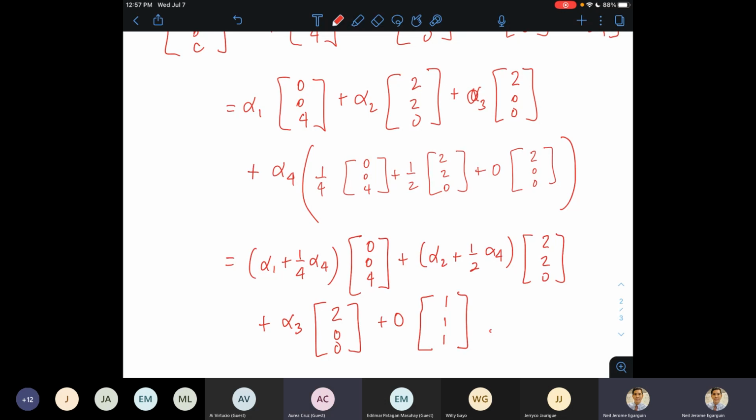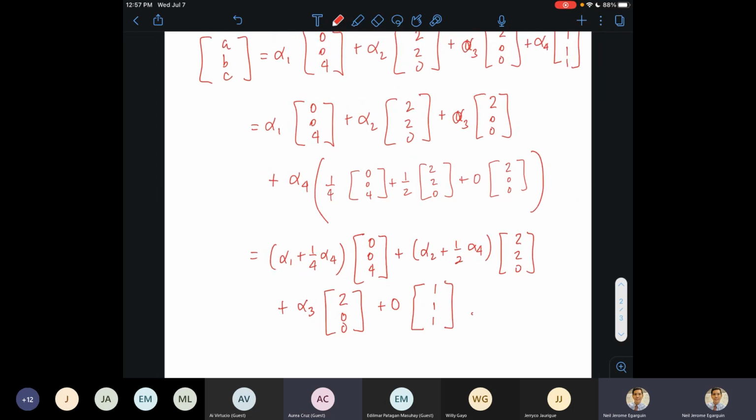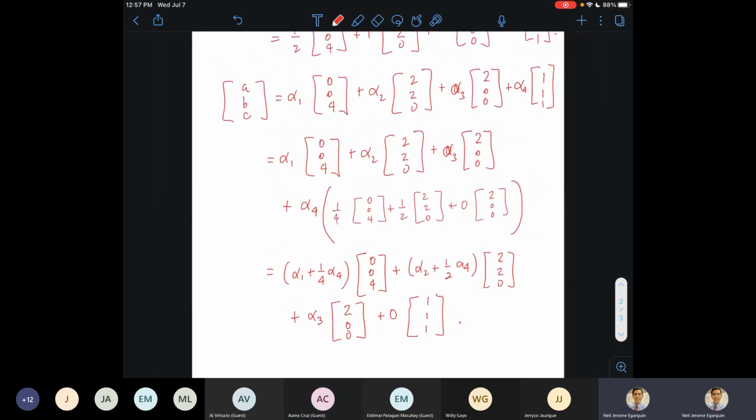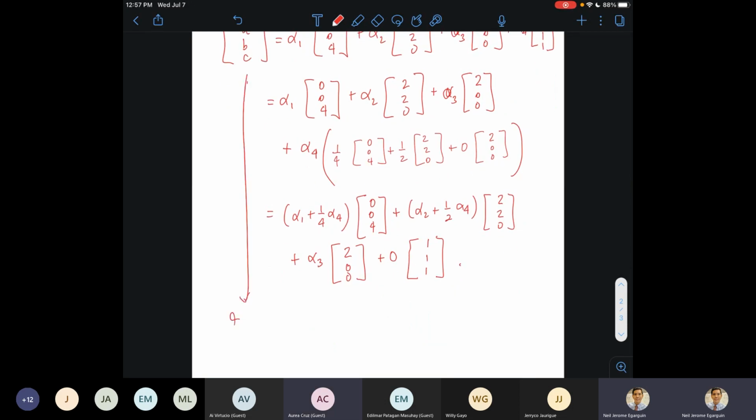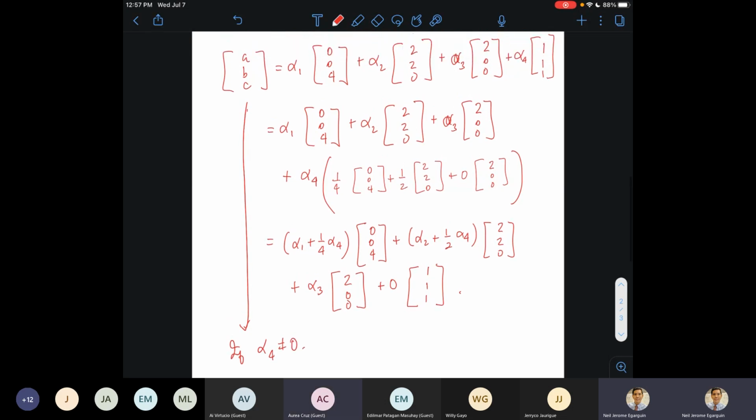So here, what we found is this. As long as alpha 4 is not equal to 0, then we have found two different representations for the vector ABC. All right, so the vector ABC, we said, suppose it has this representation with alpha 4 not being equal to 0. So that's one representation. The scalars are alpha 1, alpha 2, alpha 3, and alpha 4.